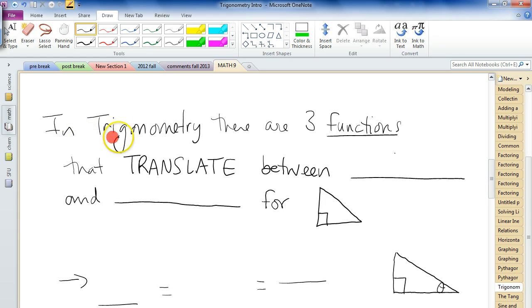So like I just said, in trigonometry there are three functions that translate between angles and side lengths.